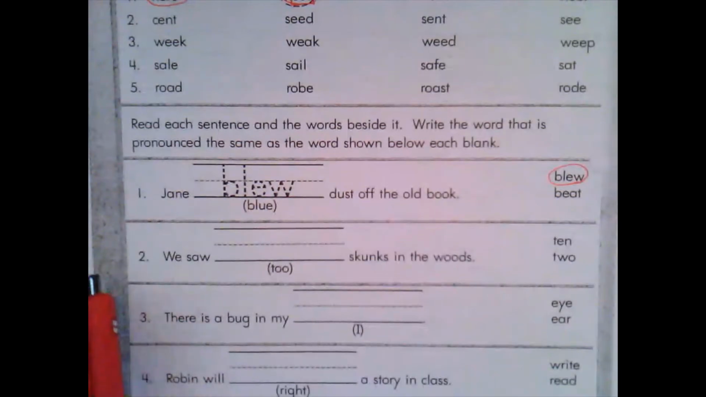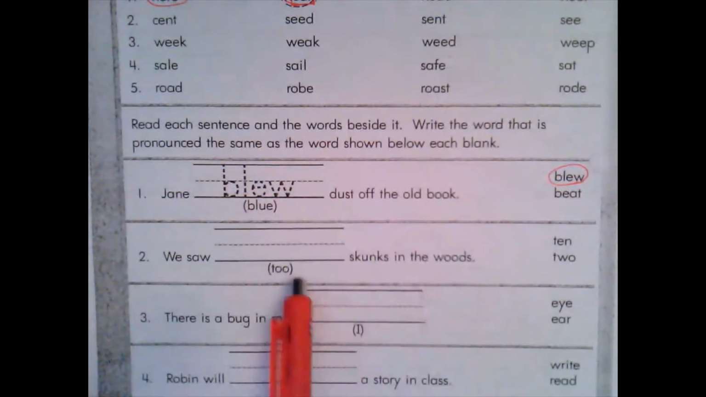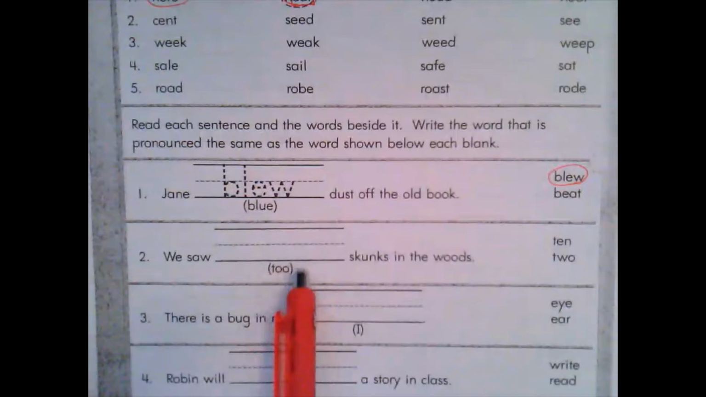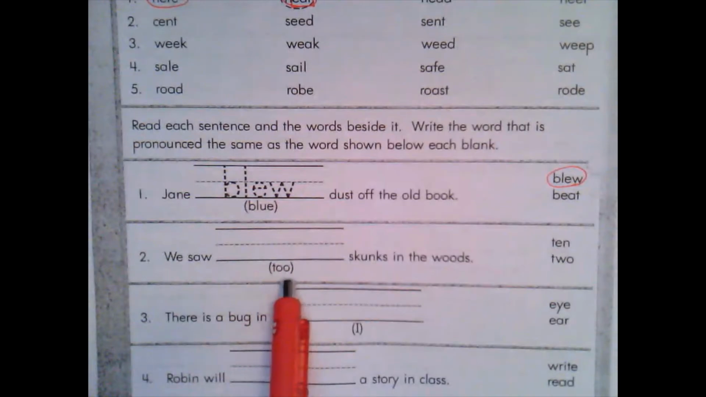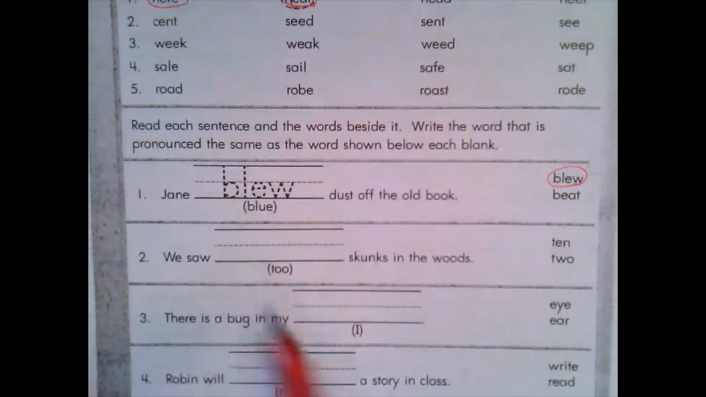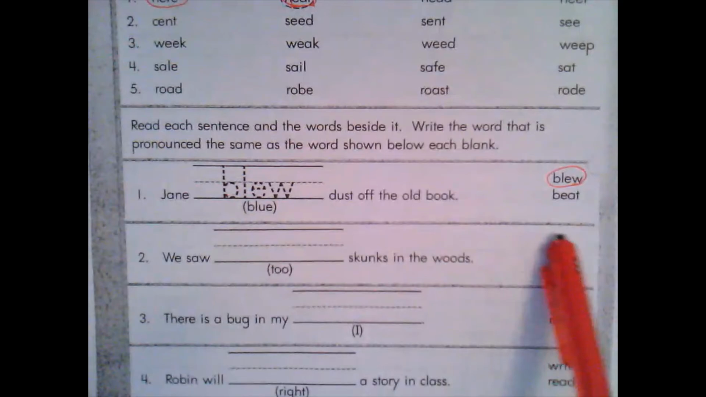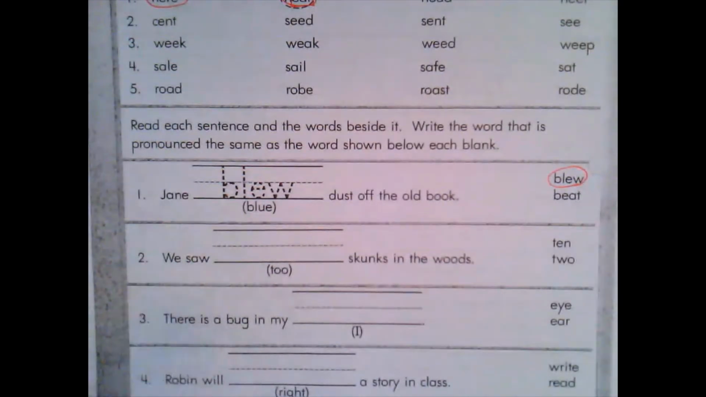Number 2, you're going to do the exact same thing. You read the sentence and look in the parentheses, and that's going to give you the word that you're looking for a homophone for. In this case, you're looking for a homophone for the word to, and you use your options over here. You do that all the way to number 5.